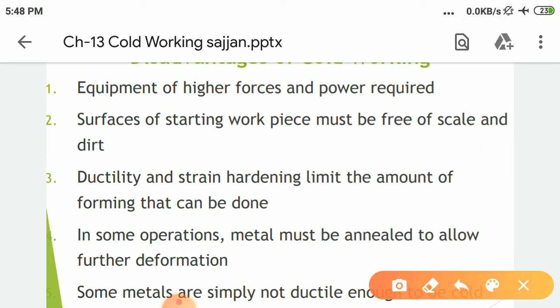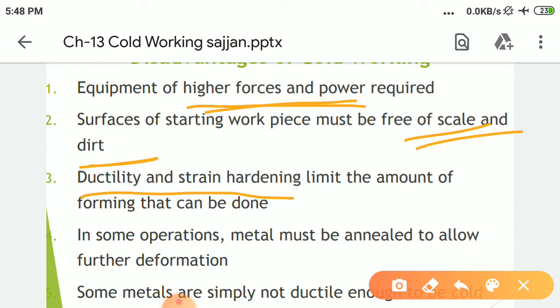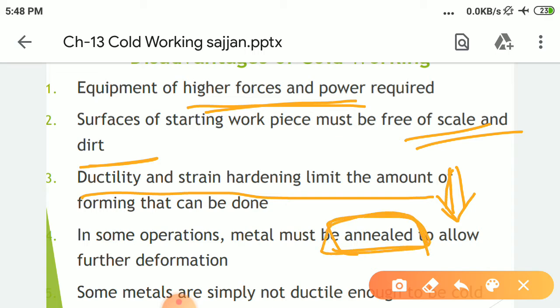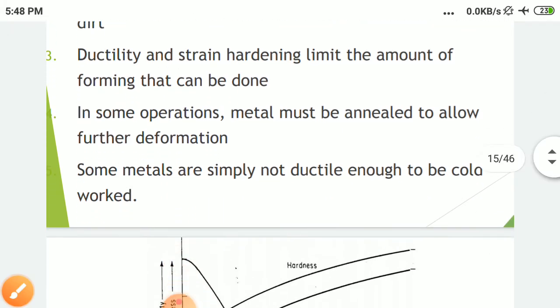In disadvantage, higher force is required. The initial surface that we have taken must be free from scale and dirt. Ductility will decrease. That's the disadvantage that we are having. Metal must be annealed. Annealing is required just after the cold working process. So these are some disadvantages.